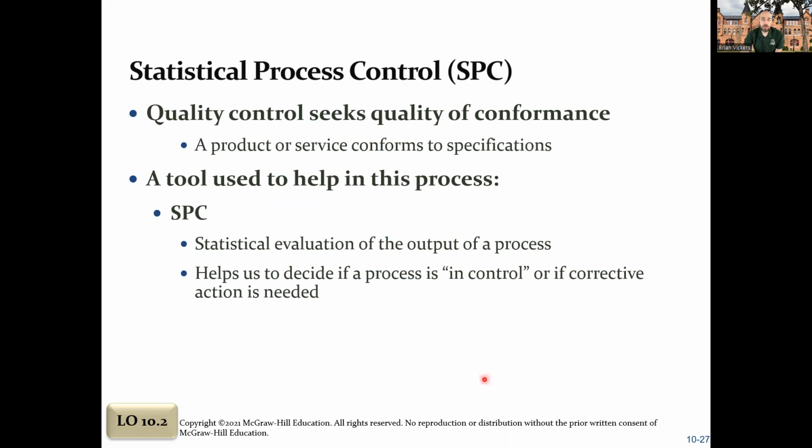Okay, statistical process control, SPC is the abbreviation there, and we're going to talk about several SPCs coming up in the next few slides. But the general idea is to help us decide, is a process in control, or if it's not, then what corrective action do we need to take to solve that?